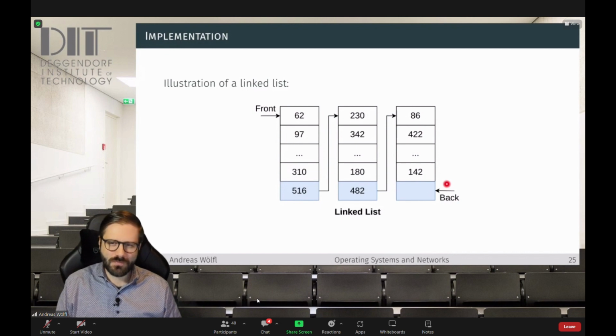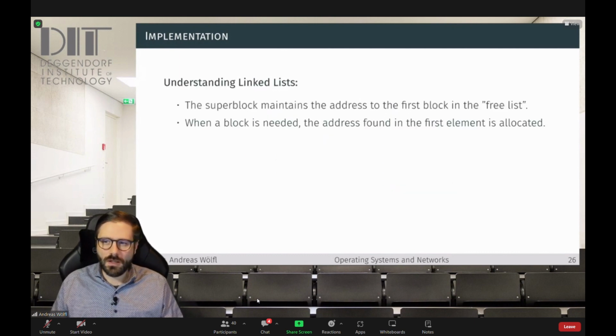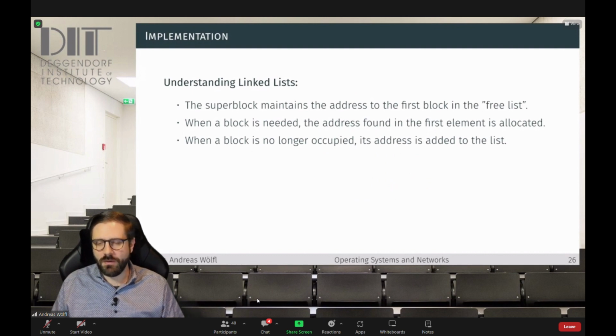So this is how linked lists are constructed. They are quite comprehensive when the disk is empty. They are close to empty when the disk is full. And if you need a new block, so the operating system, for example, wants to write a new file to the file system, it just takes the empty blocks starting from the front of the list. And if a block is no longer occupied, the operating system puts back the address numbers of the respective disk blocks into the free block list.